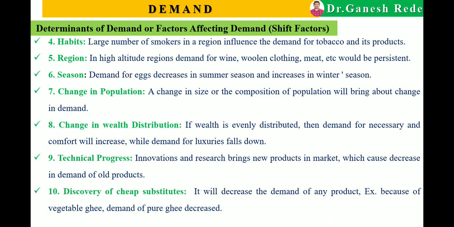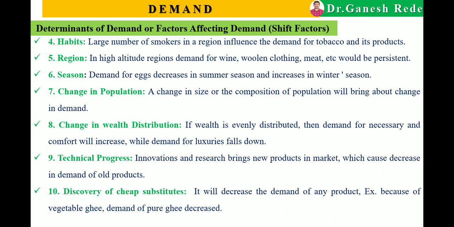Then region. In high altitude regions, demand for wine, woolen clothing, meat, etc. would be persistent. High altitude regions means regions having very low temperature. In that region, to keep their body warm, they drink wine, they wear woolen clothes, they eat meat. So in such regions the demand for such goods will be persistent or the same. So region also matters regarding the demand.